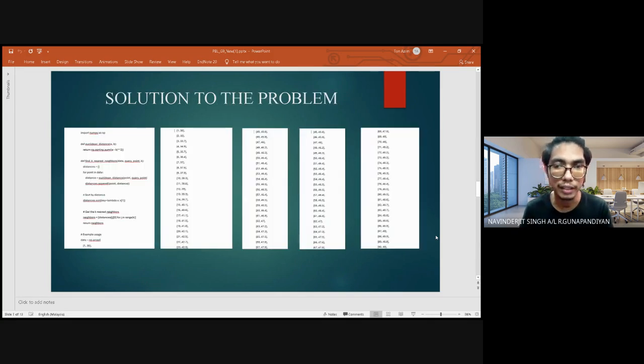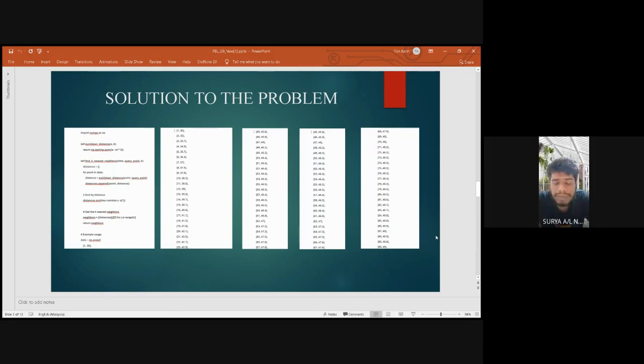I'll pass it to Surya. Thank you so much, Naveen. Okay, so we will talk about the solution to the problem. The main calculation that we used was the k nearest neighbor. The reason why we use the k nearest neighbor is so that we can get proper pattern recognition, so that we can find any abnormal data if there is any. Basically, we used Python to generate the program, and the reference point that we used was 6948.